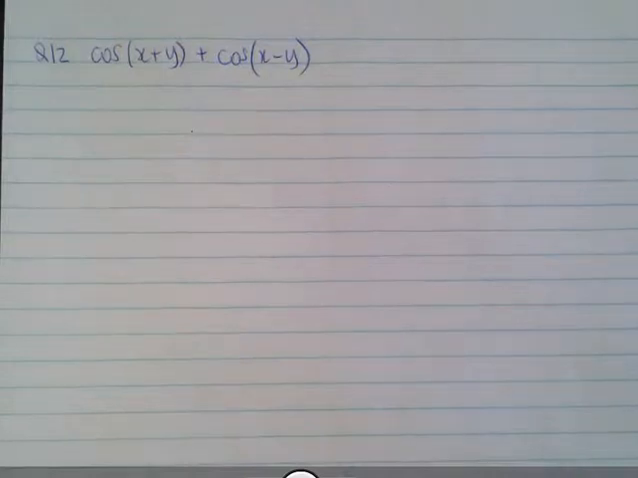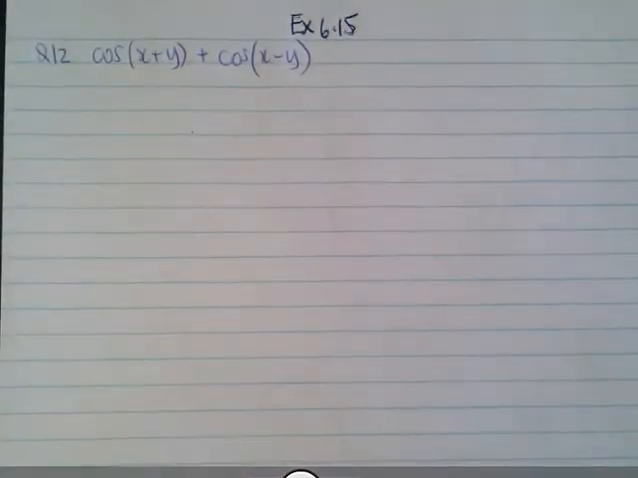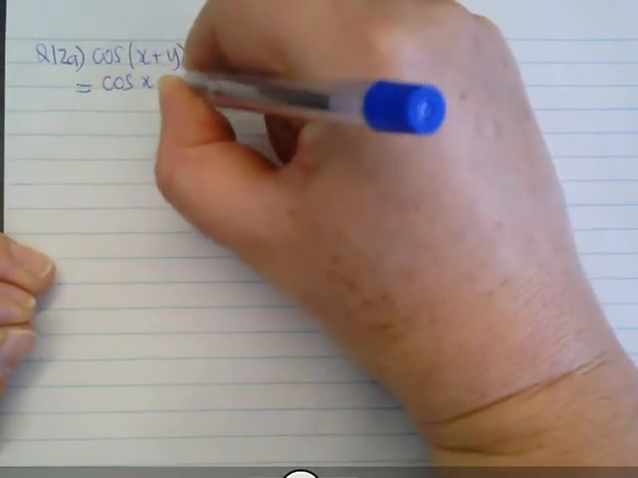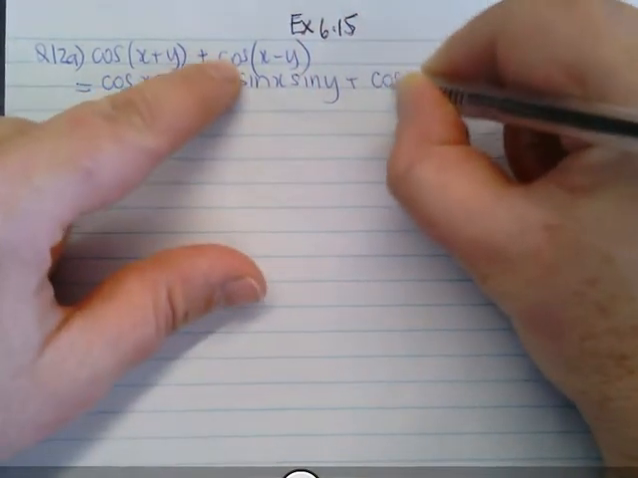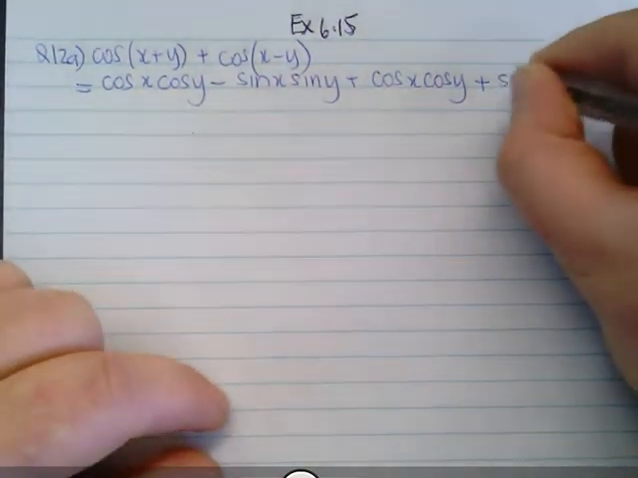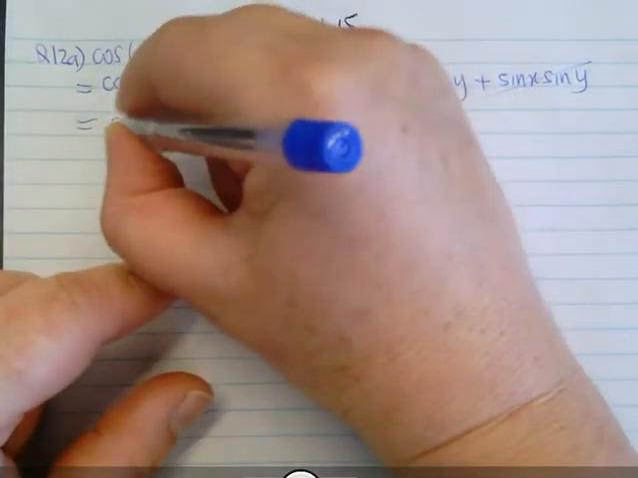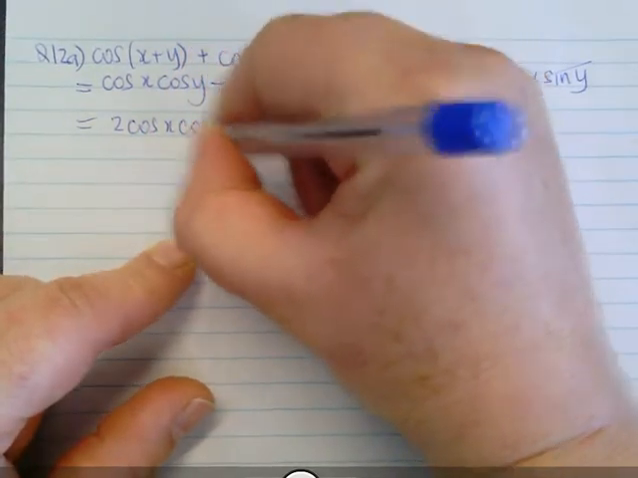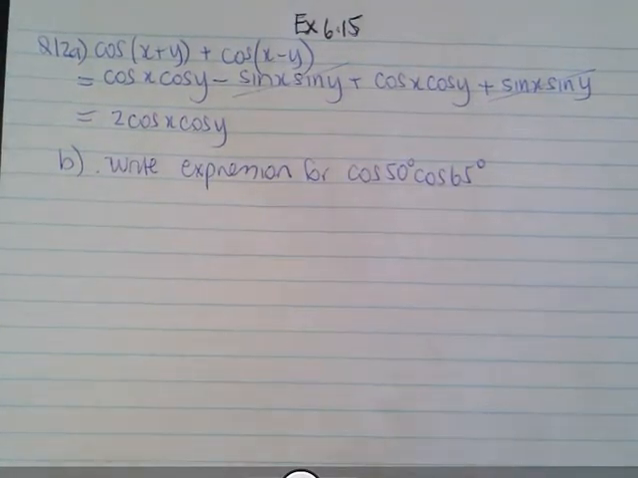Just looking at a few problems with the homework and some more examples from exercise 15. First part is to simplify this expression, so we'll expand it. We get cos x cos y minus sin x sin y plus cos x cos y plus sin x sin y. So two of the terms cancel, and we've got two lots of cos x cos y. And that's part A. And part B of the question says, hence, an expression for cos 50 cos 65.